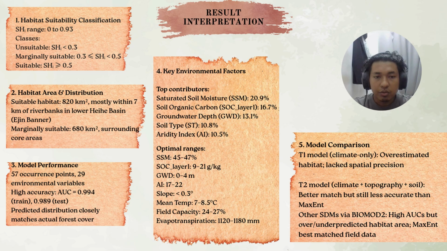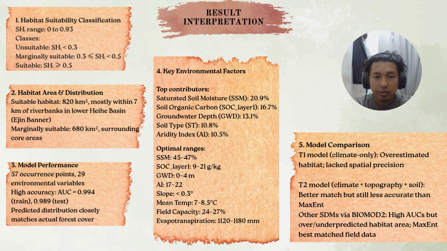The Maxent model used 55 occurrence points and 29 environmental variables. It achieved a high accuracy with an AUC of 0.994 for training and 0.989 for testing. The predicted map closely matched the real forest distribution, which shows the model is reliable.